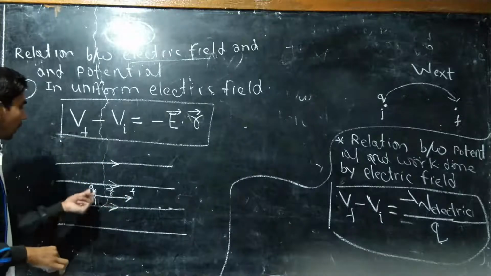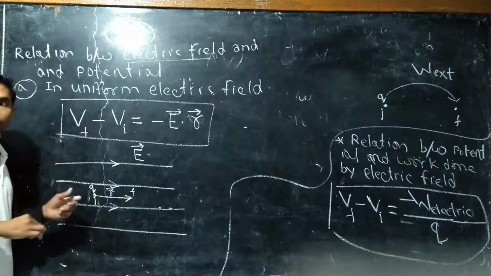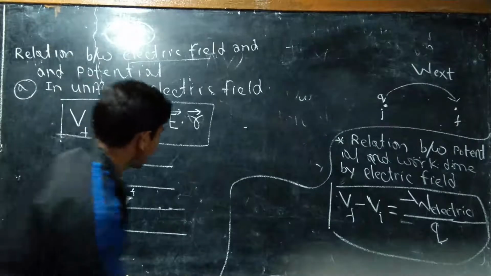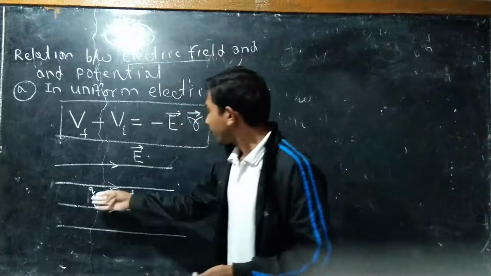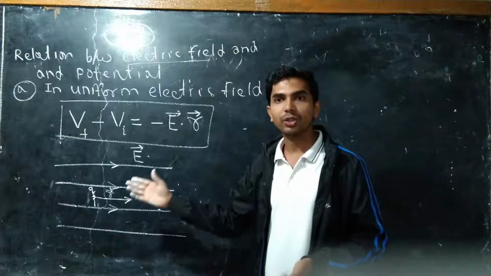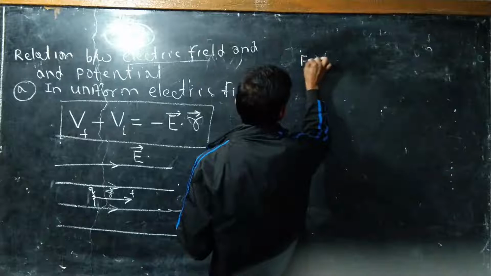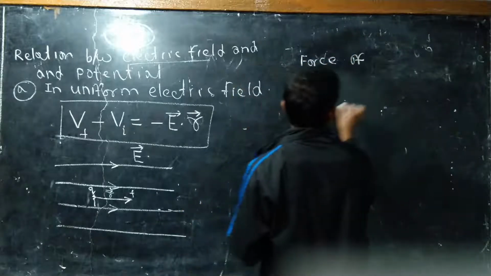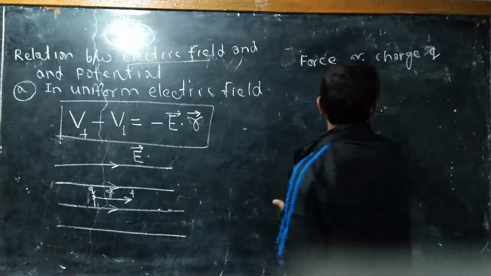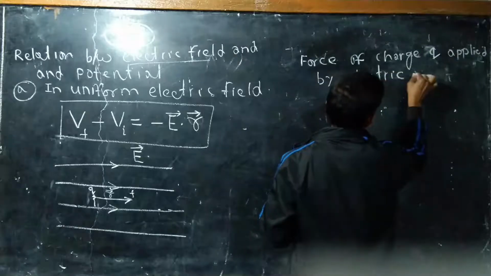So how much force is acting on Q? Suppose the electric field is E, so the force on the charge will be QE, right? You can see here this charge is in an electric field, so some force will act on that charge, and that force is QE. So now I'm writing: force on charge Q applied by electric field.